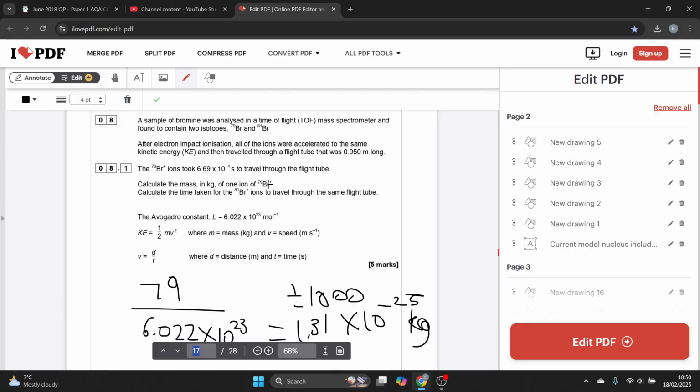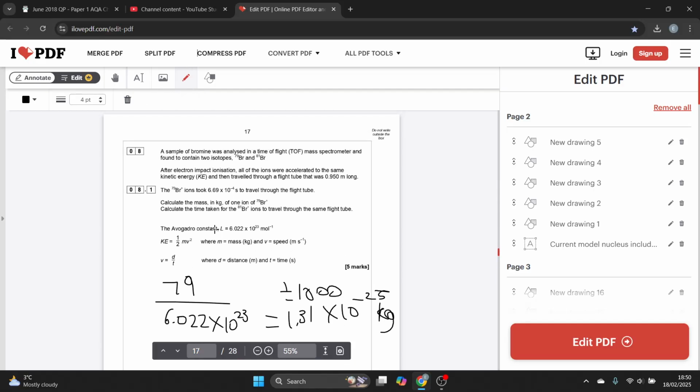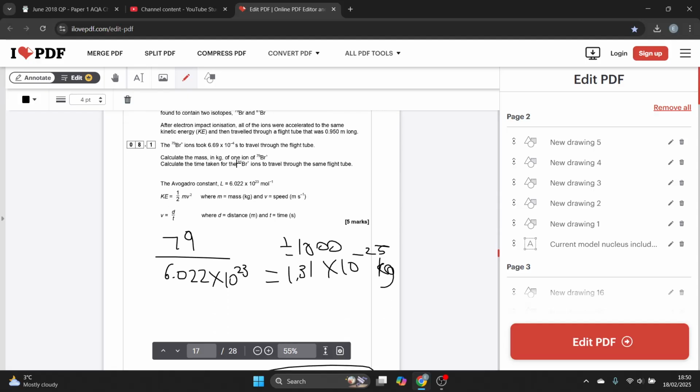Calculate the time taken for the 81Br+ ion to travel through the same flight tube. So what I'm going to start doing whenever I get these types of questions is write down everything: KE, m, velocity, distance, time, and then tick it off once you've got it. Because that will give you consideration of where the marks are going to go. A mark for working out time, then working out distance, and then working out something, for example, the time taken.